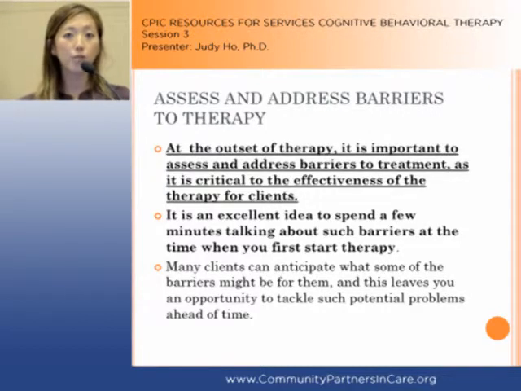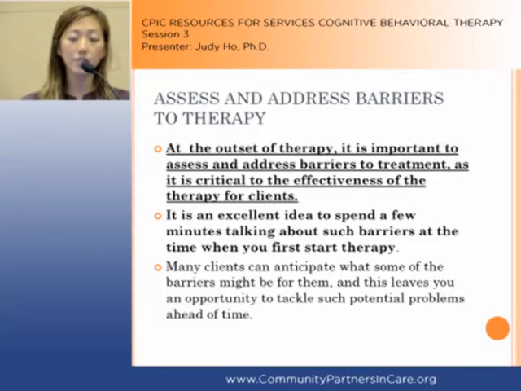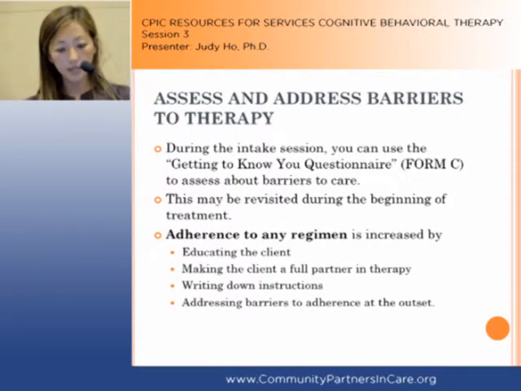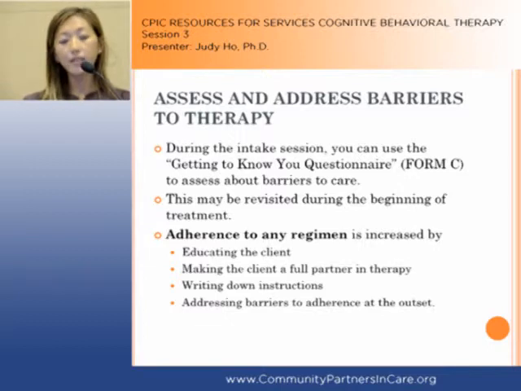So as you might remember from Form C, the Getting to Know You worksheet that the client fills out, there's actually a section that talks about potential barriers. And after looking through the sheet, it could be a really good talking point to use in the first session to try to anticipate what some of these barriers are and to problem solve these issues. Adherence to any treatment regimen can also be increased by a number of suggestions, such as educating the client and empowering them, making the client a full partner in their therapy, writing down specific and explicit instructions for the client, and addressing barriers to adherence at the very outset of therapy.